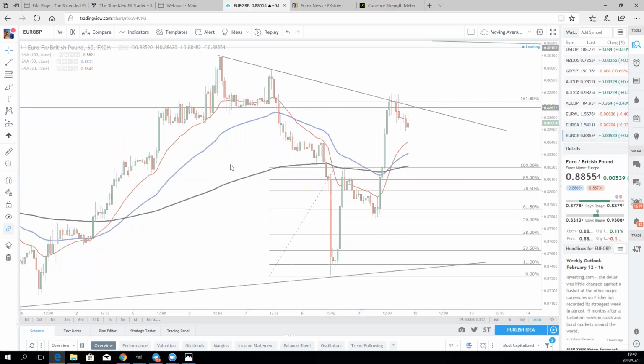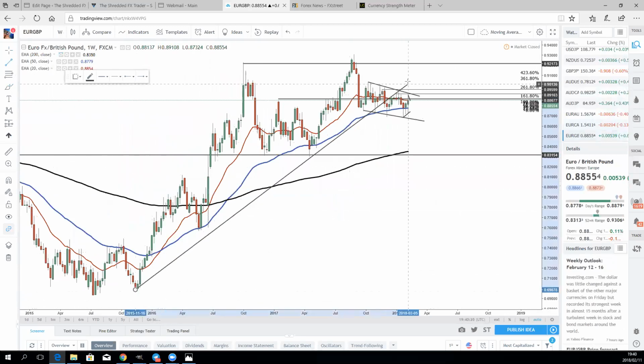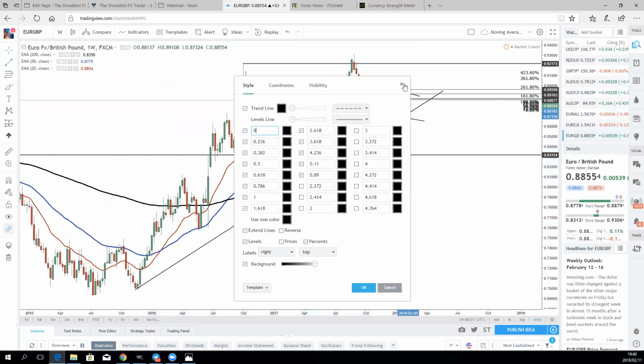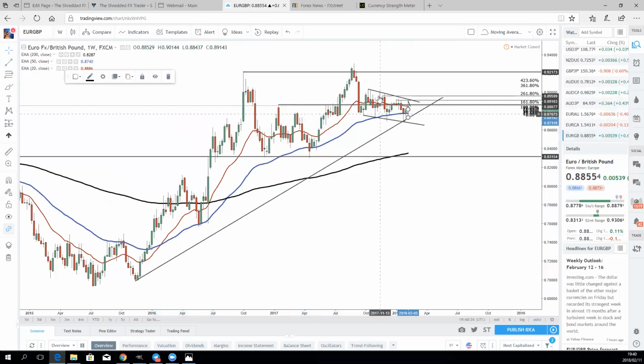Euro pound, obviously with the added weakness in the British pound, and you have a bit of strength on the euro against the pound. Again, you can see a bit of a descending flag. Show a break to the upside to test this level here.